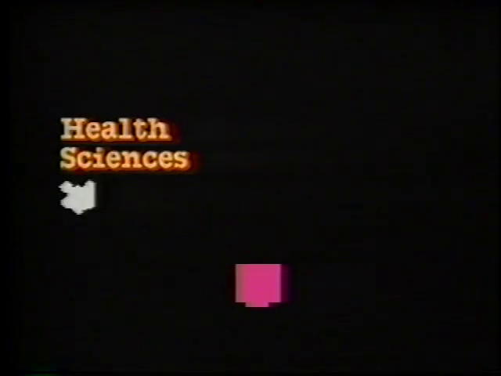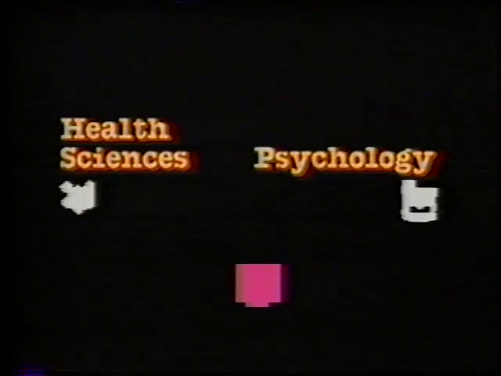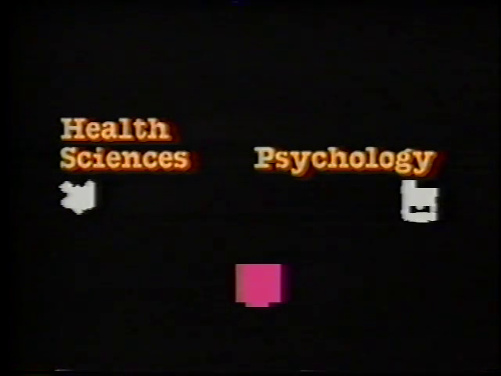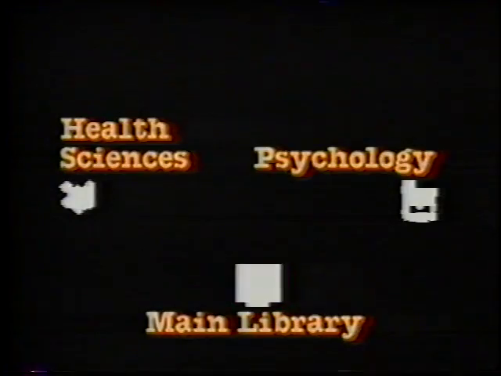Let's say, for example, you're looking for a book about emotional disorders. Well, if it's a psychiatry book, it may be at the Health Sciences Library. But if it's a psychology book, it should be at the Psychology Library. On the other hand, if it's a popular psychology book, it will probably be here in the main library.